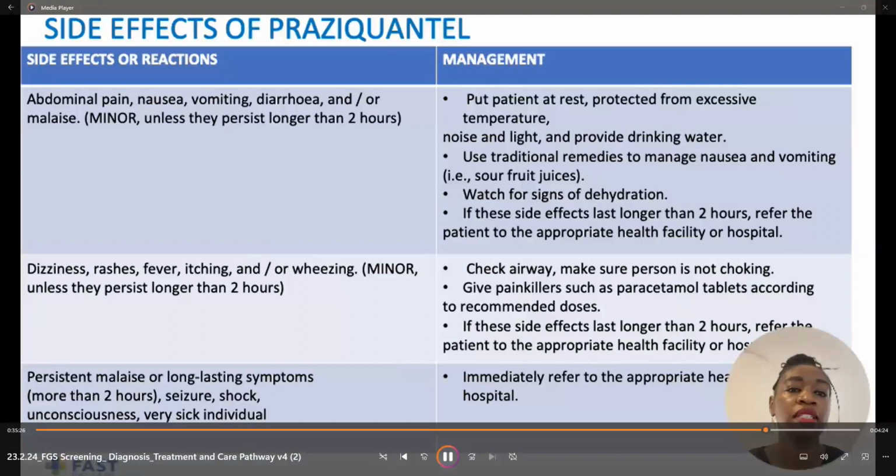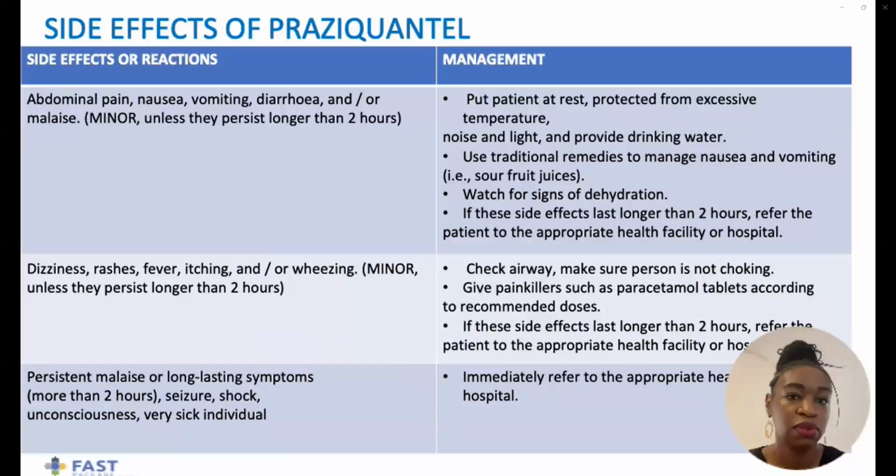So how do you minimize some of this? We know praziquantel is better absorbed when you take it with food, and some of these GI side effects are less when it's also taken with food. Then there are these allergic reactions. The same way, if they're less than 2 hours, then it's okay.